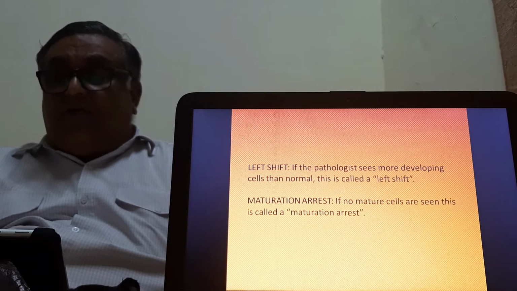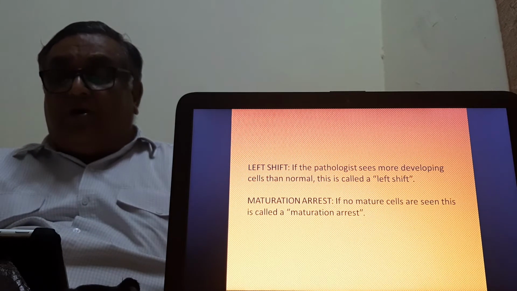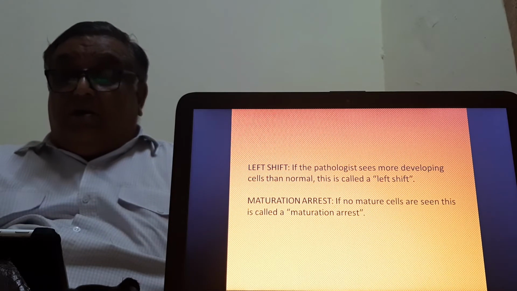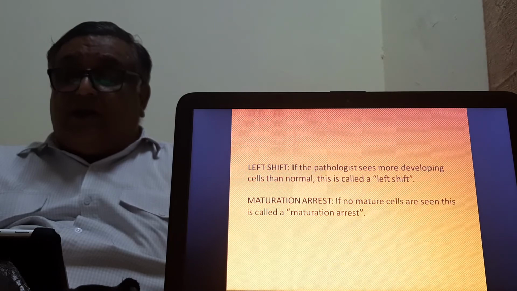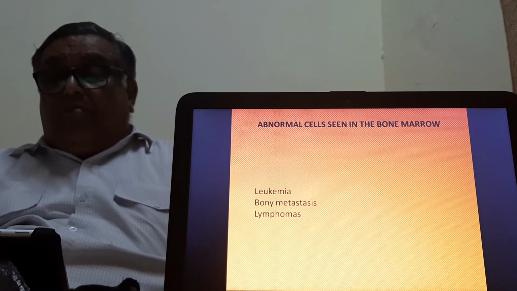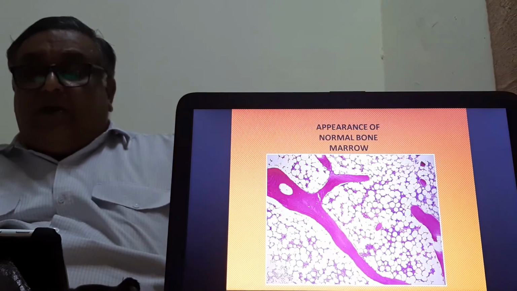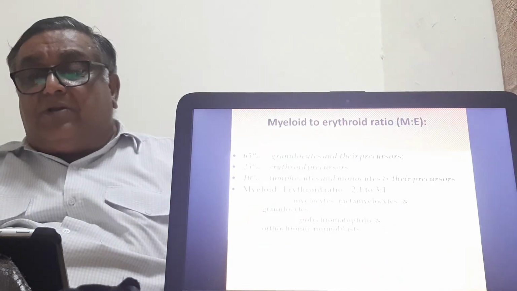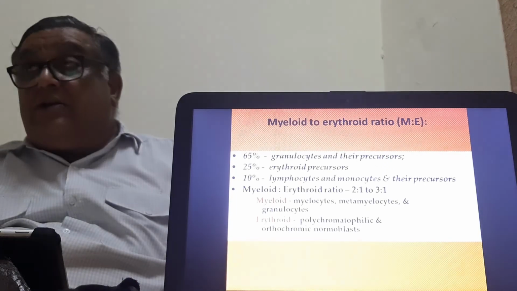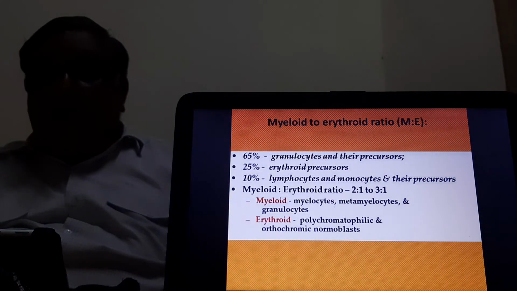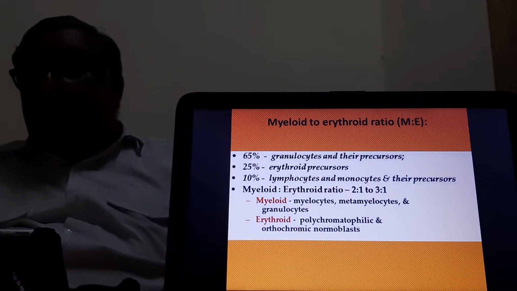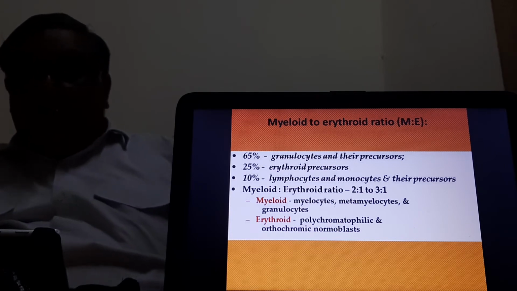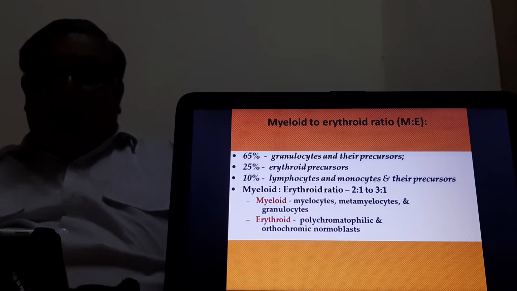This is the appearance of a normal marrow. The whitish spots are the fat, and the rest of it are the cells which are developing. Myeloid erythroid ratio is a very important thing, because when we look at the marrow, 65% are the granulocytes and their precursors. They are the largest. 25% are the erythroid precursors, and 10% only are the lymphocytes, monocytes, and their precursors.